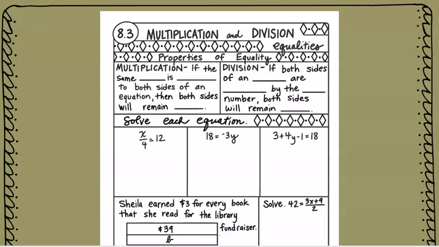All right. What I want you to know is it's exactly the same thing as what we did already in adding and subtracting. So watch this. Properties of multiplication and division. When we're looking at multiplication, if the same number is multiplied to both sides of an equation, then both sides will remain equal.